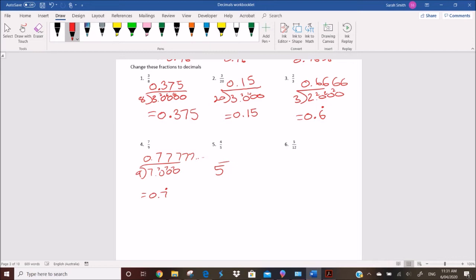4/5. Okay, so we're going to have 5 into 4, doesn't go, remainder 4. 5 into 40 goes 8 times. So our answer is going to be 0.8.